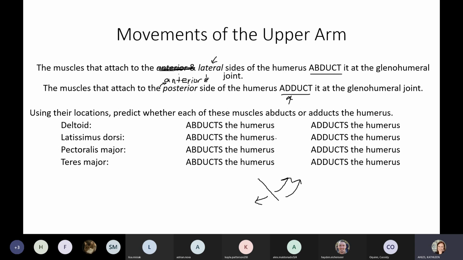So when I'm looking at my muscles here, which ones would do abduction or which ones would do adduction? The only one of these muscles that attaches on the lateral aspect of the humerus is the deltoid. Because the deltoid attaches on the lateral aspect of the humerus, it does abduction. All of my other muscles that are attaching either from the front or the back, all of those are going to pull that arm back down. All of those are going to do adduction, add it back.